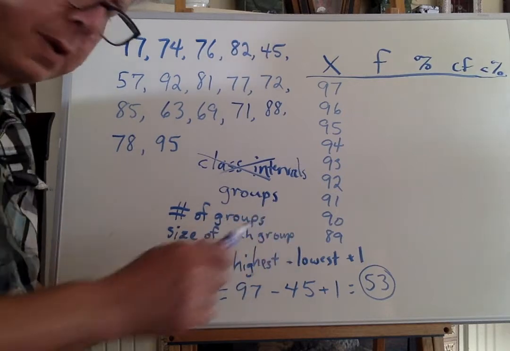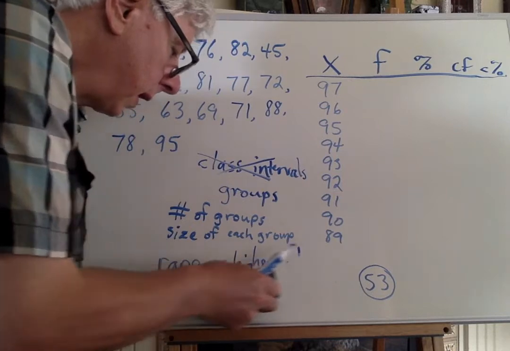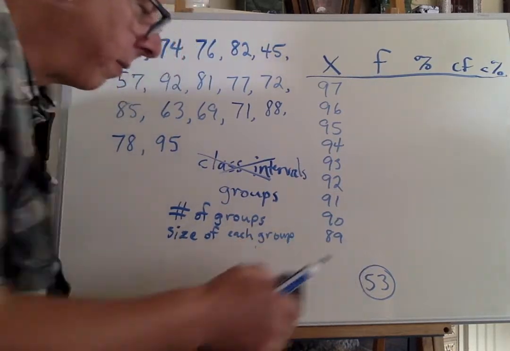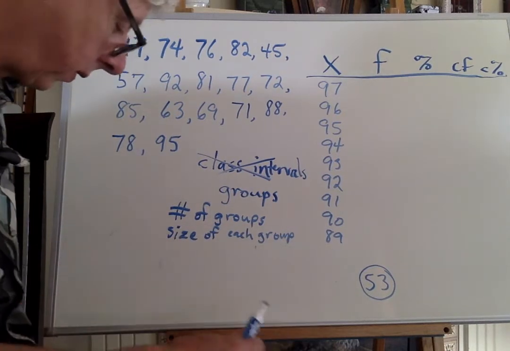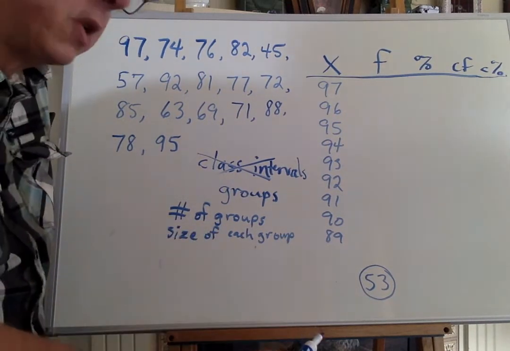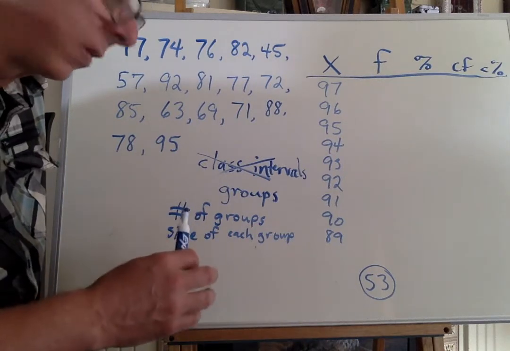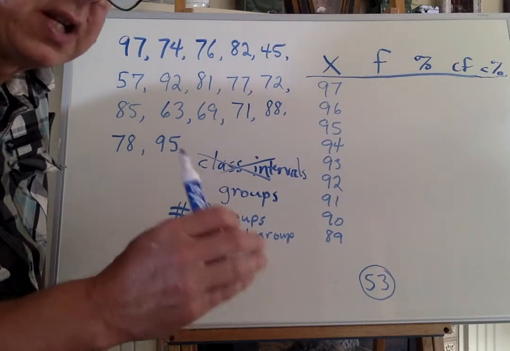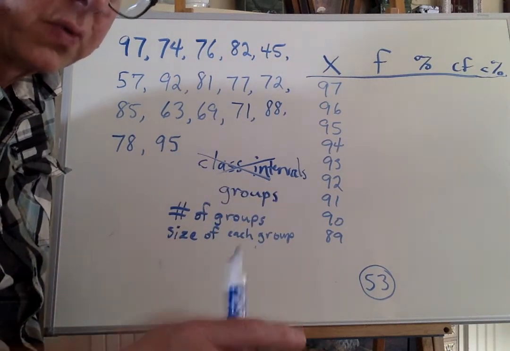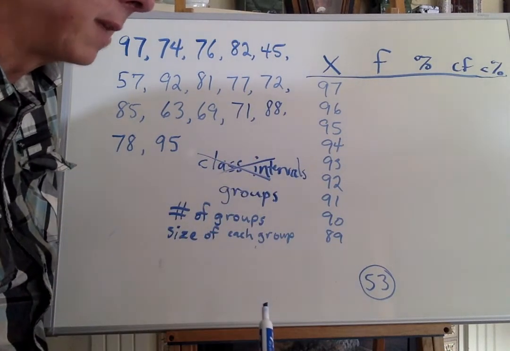Okay. And let me clean this up a little bit here. I do want to leave that range there for a minute, okay? Because that's going to be important for us when we figure this out. So how many groups are we going to have? And what is the size of the group? The size of each of the groups needs to be equal for this to work. That's one of the things we have to keep in mind.